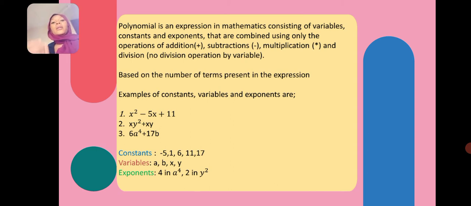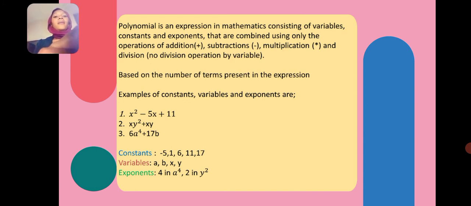And now, let's use the example below to be able to bring out the definition we are trying to make now. Below you see three examples. We have x squared minus 5x plus 11. Down, they said a polynomial is a mathematical expression. Whoever sees this already knows that it is a mathematical expression.